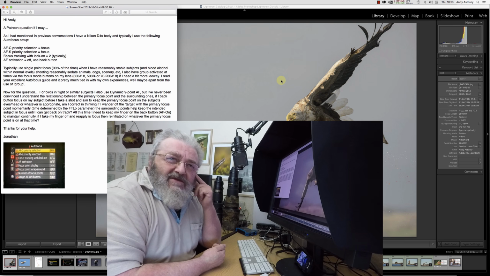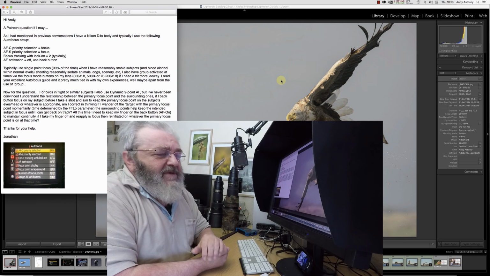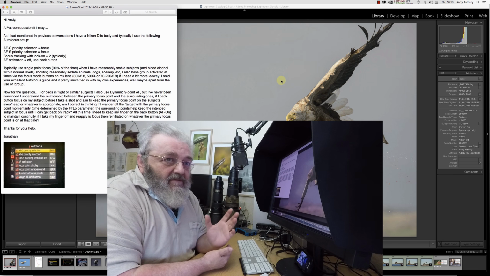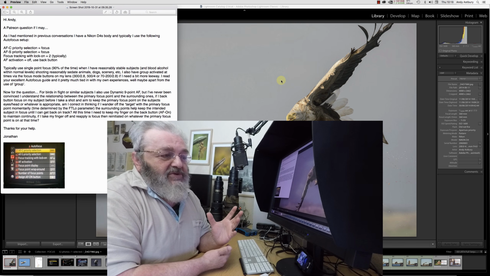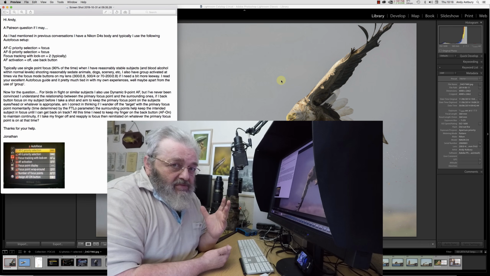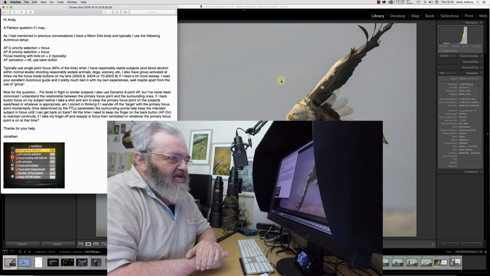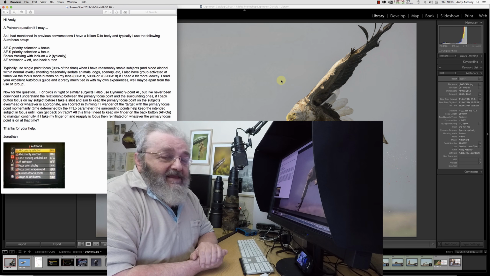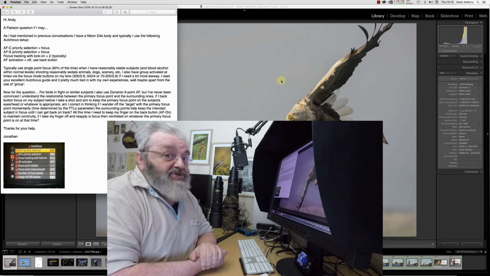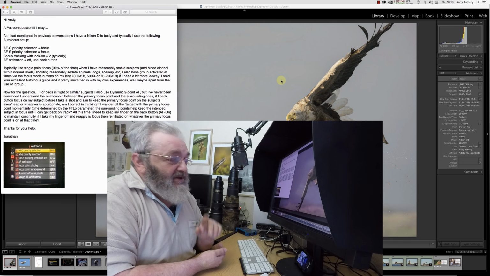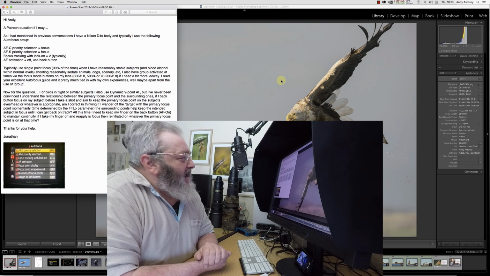There might be another one that's a little bit on the bigger side, but there is a problem with autofocus points, because the more you have active, in other words, the bigger the group of autofocus points you have, the greater is something called shutter lag. And shutter lag's something you need to keep away from, and I'll explain that in a minute.